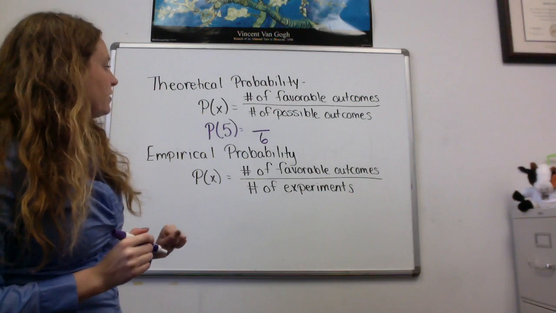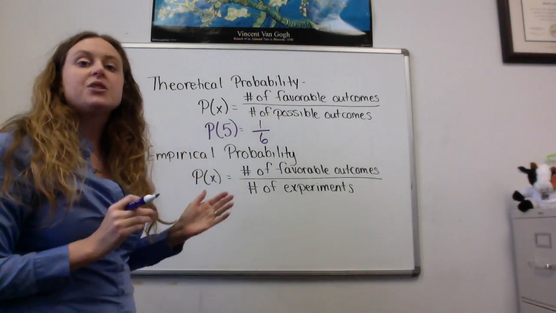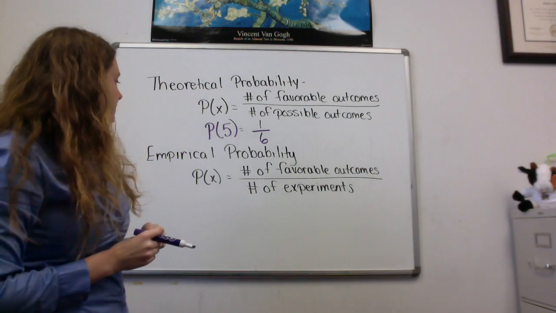The number of favorable outcomes: I wanted a 5. That's what I was trying to do. So there's only one of those. So the probability is 1/6. I want to leave my answer like that.